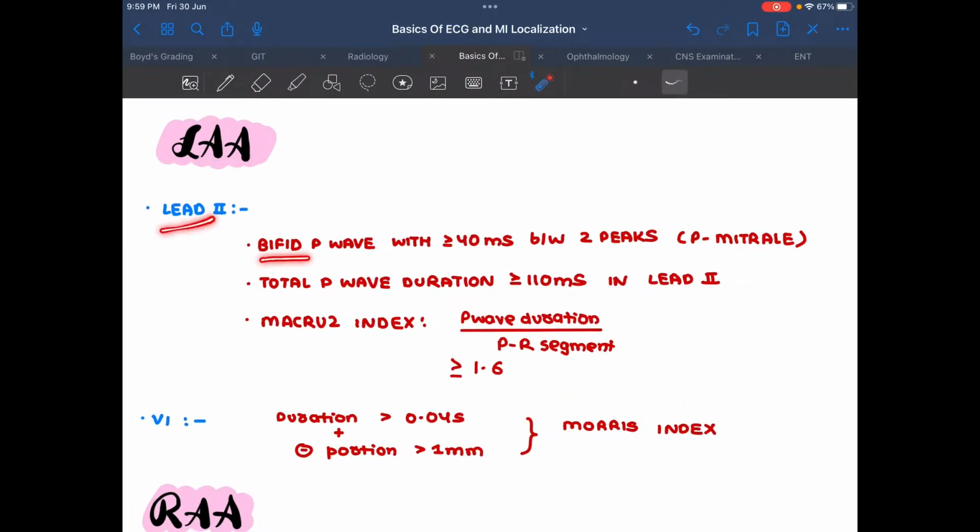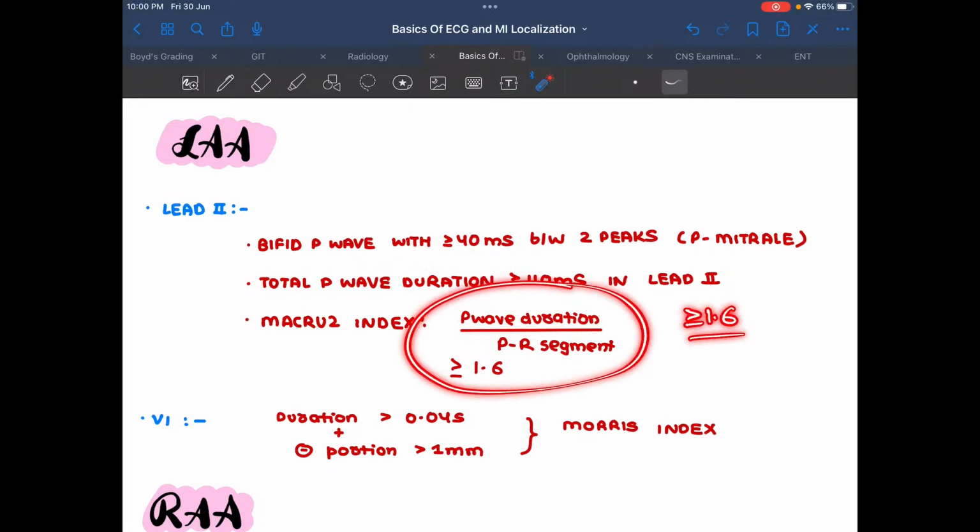What will I find in lead 2? I'm going to see a bifid P wave with more than one small square between the two peaks. Okay? That is the first thing. Or the total P wave duration is more than 3 small squares, that is more than 110 milliseconds in lead 2. The third thing is Macruz index. What is that? Macruz index is P wave duration divided by the PR segment. Because the P wave duration has increased, as we saw, we get a broad P wave, total P wave duration is increasing, so this Macruz index comes out to be more than 1.6. So that is again diagnostic of your left atrial abnormality, guys, not enlargement, not hypertrophy.